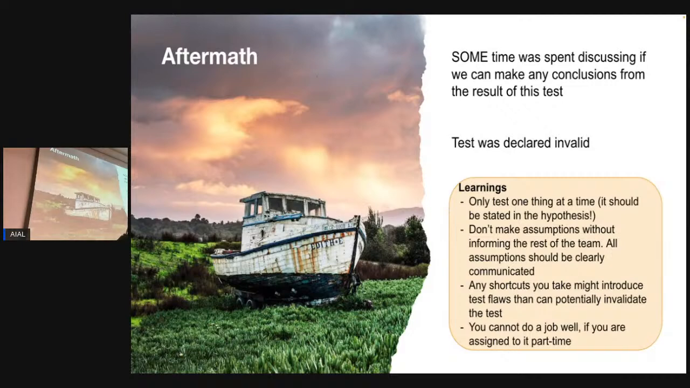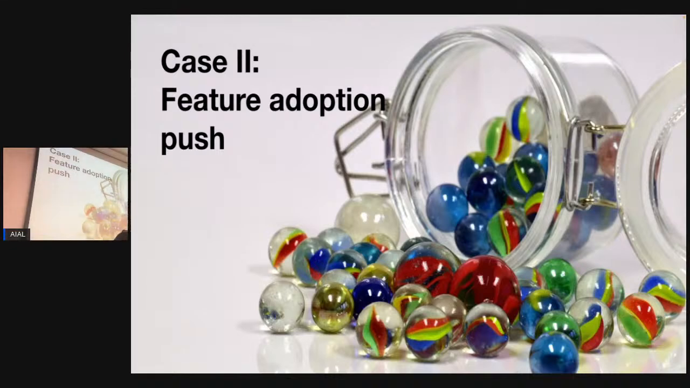And the last one is maybe not specific to experiments, it's very general. You cannot do a quality job if you are assigned to it part-time. I think there was one saying, not sure the author of that, but want the project to fail, assign it to a part-time project. So basically, this is also an important learning: you cannot do a really good job if you're trying to be in two places at the same time. Now I will talk about the second case.